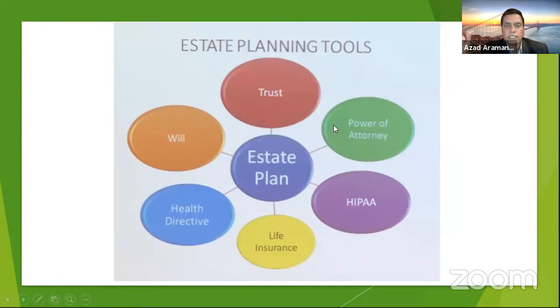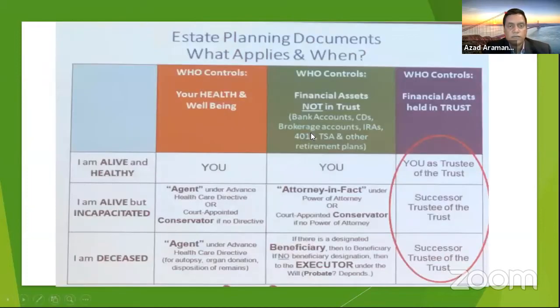Now, what are the different estate planning tools? These are the different components. Will and trust. We need to have a trust, which we talked about. There's a power of attorney, HIPAA guidelines, a life insurance component, a health directive, and a will, which essentially describes what our wishes are. Now, this is important. Look at who gets control and when in different scenarios. Estate planning documents and what applies when.